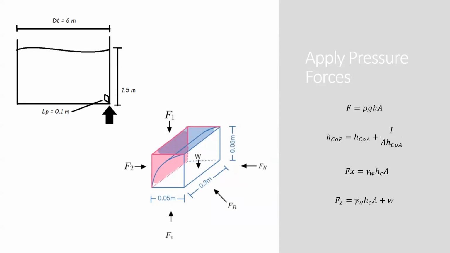To solve for the hydrostatic force, we use the first formula on the right, which is F equals rho g h times A. And then to get the vertical distance to the center of pressure, we use the second formula on the right. And lastly, we calculated the horizontal and vertical projections or components to get the magnitude of the resultant hydrostatic force on the curved surface and the angle of action.